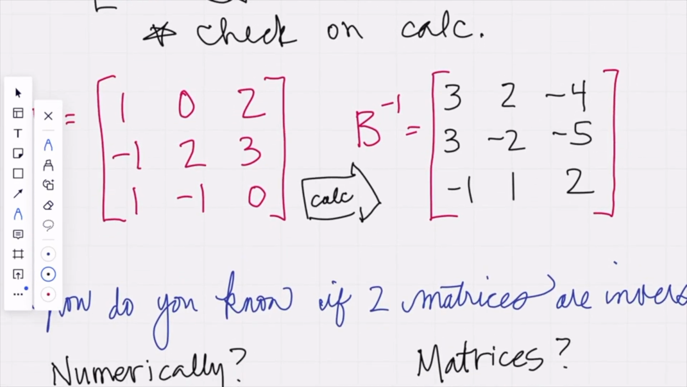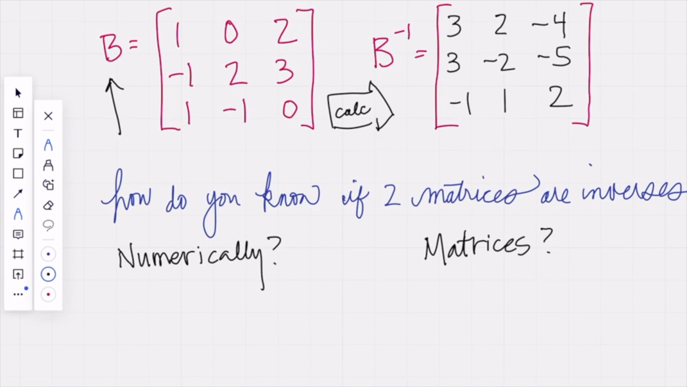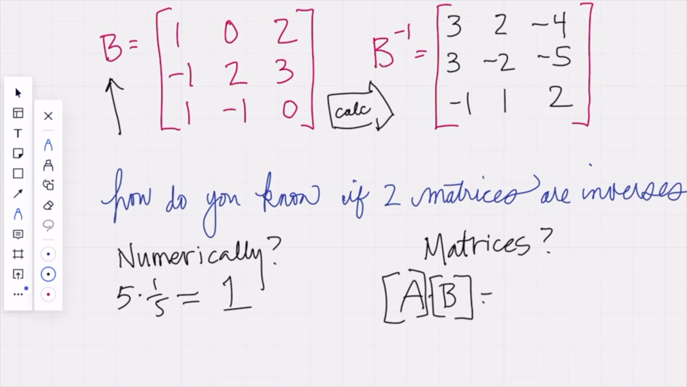Okay, now how do you know if two matrices are inverses? Well, remember, if two numbers are inverses, right, 5 and 1/5 are inverses, I get an output of 1. If two matrices are inverses, when I multiply them together, matrix A times matrix B will equal the identity matrix that is the appropriate size. So I'll end up with a square matrix with ones on that main diagonal.